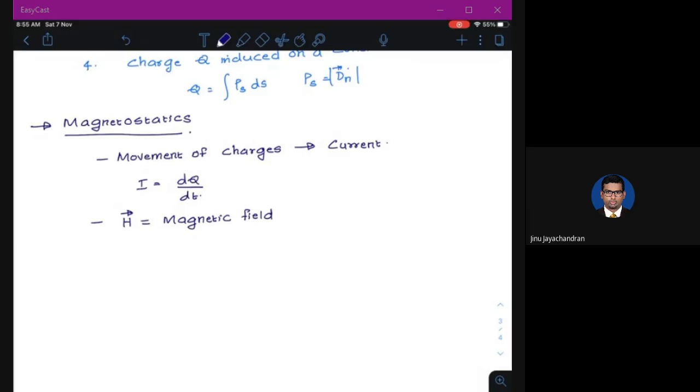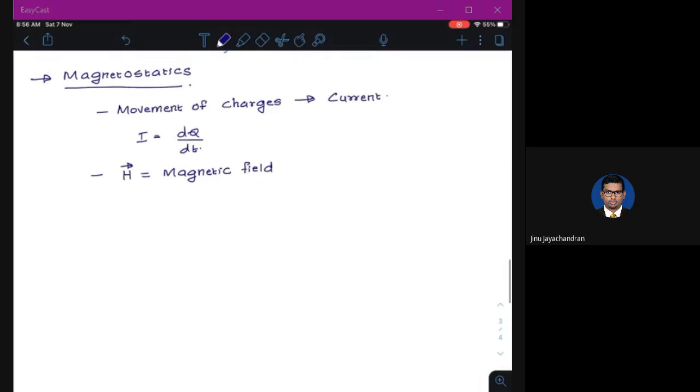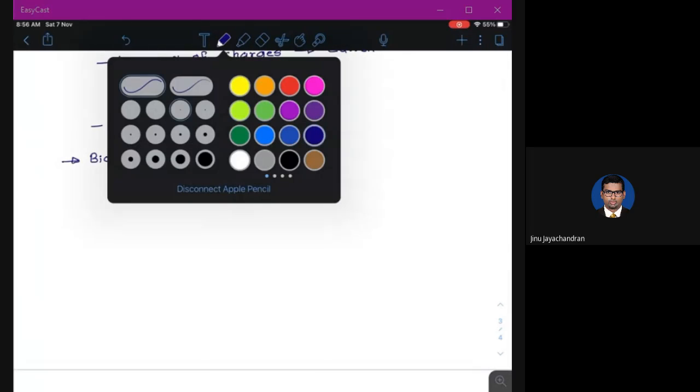Similar to Coulomb's law in electrostatics, we have a similar law in magnetostatics, which is called Biot-Savart's law. Using Coulomb's law, we found the force between any two charges. Using Biot-Savart's law, we are going to find the differential magnetic field, the small magnetic field caused by a small current element.